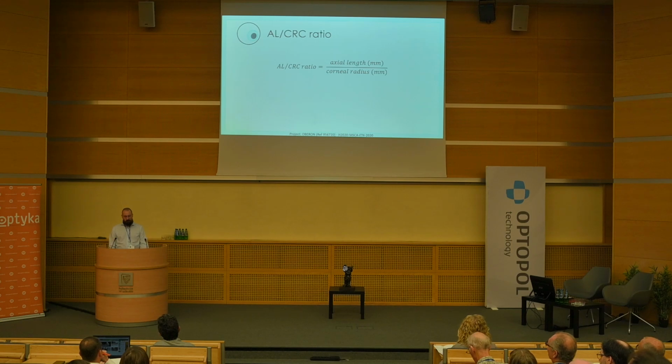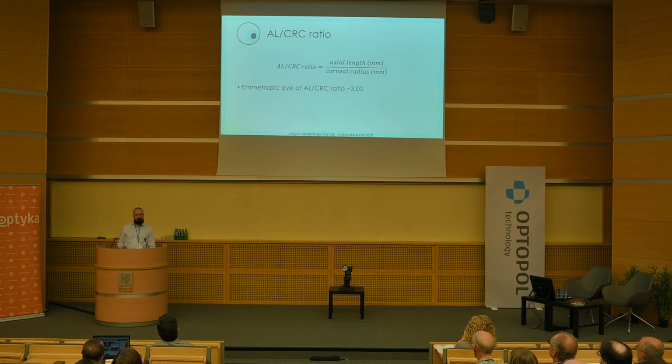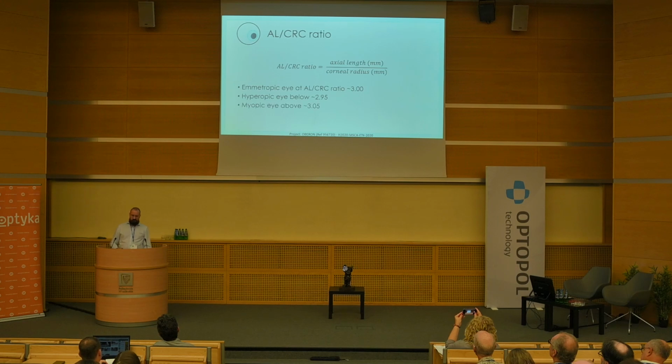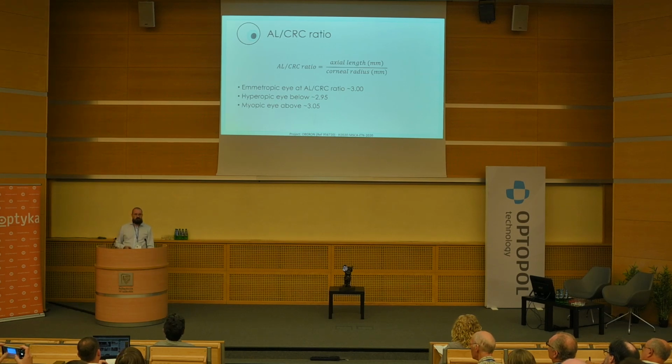It's the ratio between the axial length and the corneal radius. So for emmetropic eyes, it's around 3.0 to get the right ratio. For hyperopic, it's around 2.95, and for myopic, it's above 3.05, but it really depends on the article.